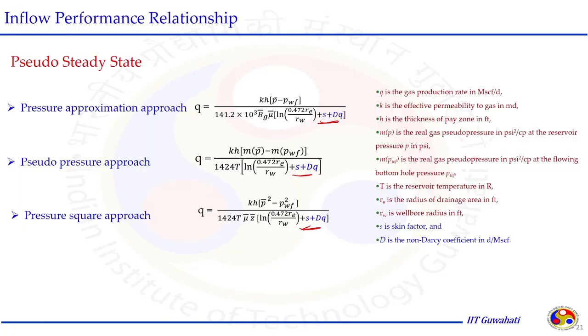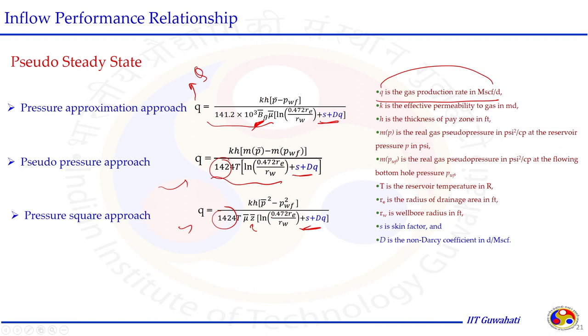Similar expressions can be written for the incompressible and slightly compressible fluid. The same expression, Q is expressed in mscf per day. The equations are the same as previously. They can be expressed either in the form of BG or in the form of Z, or Z and BG can be replaced. Numerical coefficient will get adjusted accordingly. It has the relationship with temperature in this approach, while here BG is accounting for the temperature.